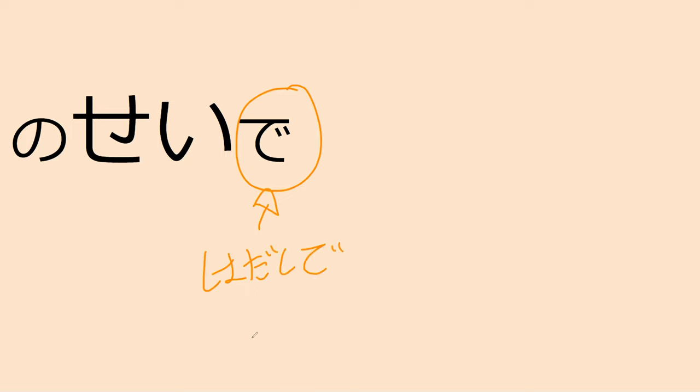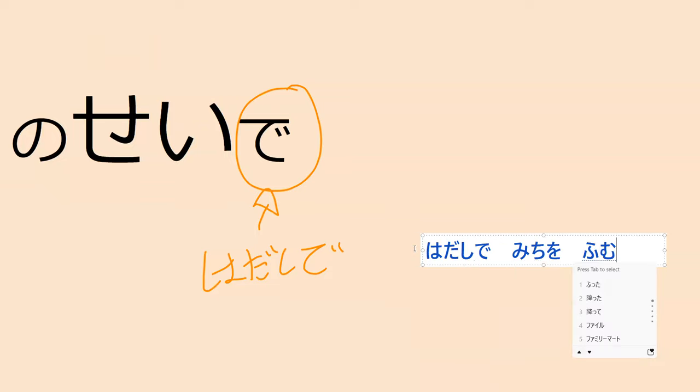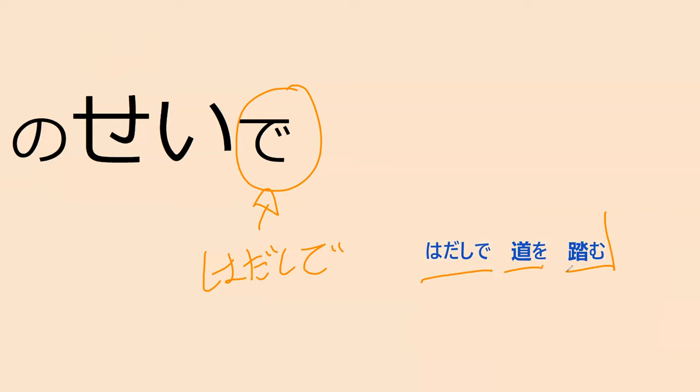Do you know what that de was doing with hadashi de michi o fumu? Hadashi meant barefoot. Hadashi de. What was the full sentence? Hadashi de michi o fumu. Fumu, to step. So, step on the path barefoot. Yes. So this de is attached to barefoot. What does that tell us barefoot is doing in the sentence? In English, we say "step on the path barefoot," and that makes sense. We know exactly what's going on.